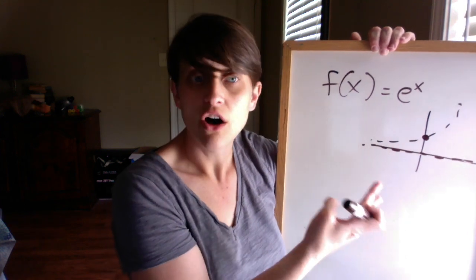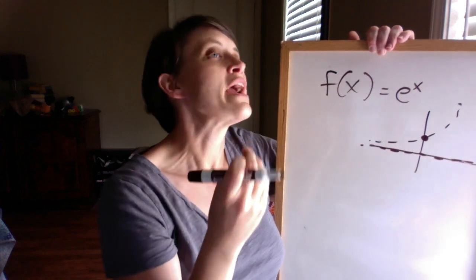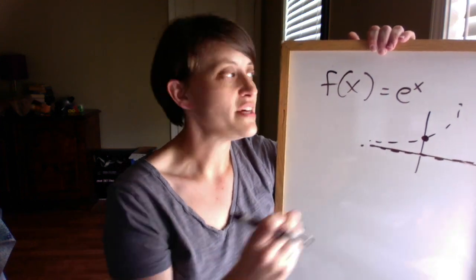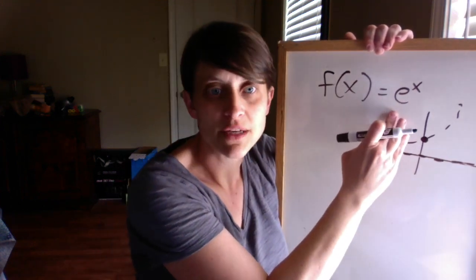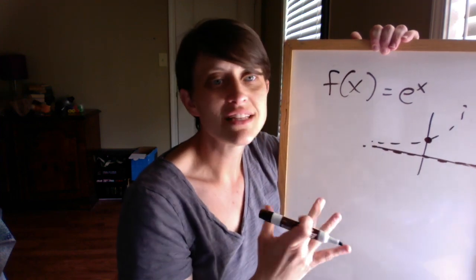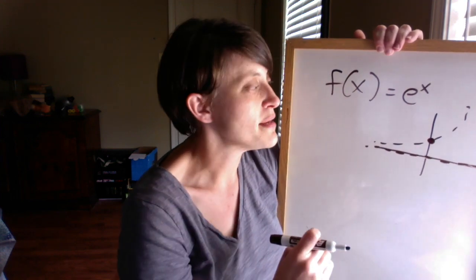So this takes on all the same characteristics as the graphs we looked at in the last video because e is just a number between 2 and 3. So the graph doesn't have any special properties just because the base is e.